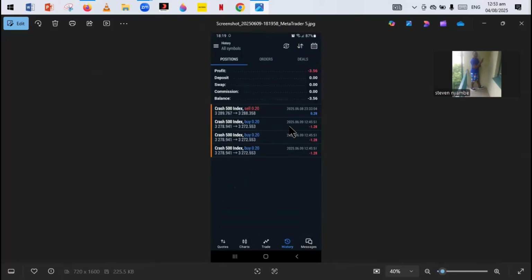And the good thing with this strategy is when I'm taking a loss, the loss is always a minimum. So I'm comfortable with the losses. So risk management is very important, because with these strategies, I'm getting very, very good sniper entries. However, the stop loss is very tight. So even when I'm taking a loss, it is very small. So this was one day I took a loss on Crash 500.